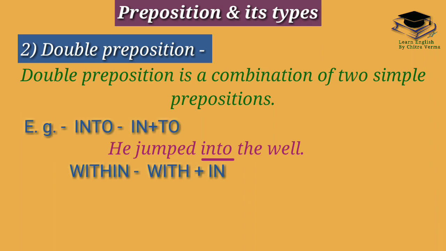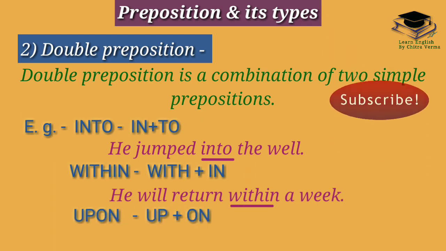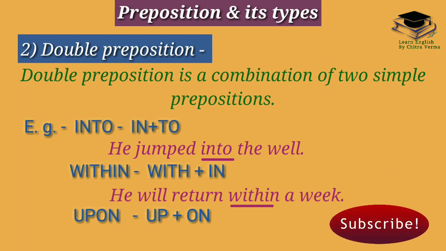Now let us form a sentence using this preposition. He will return within a week. Here week is a noun, within is a preposition which is used before a noun. The next example is upon. The preposition upon is also made up of two simple prepositions, up and on. So it is a double preposition. And the sentence is, stand upon the chair. Chair is the noun and upon is the preposition which is used before a noun.